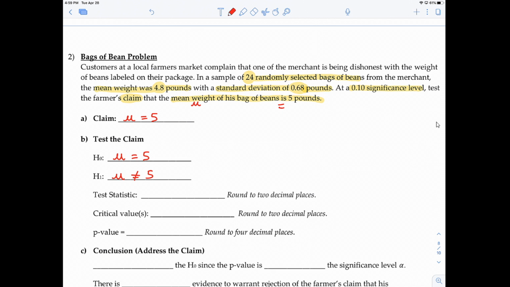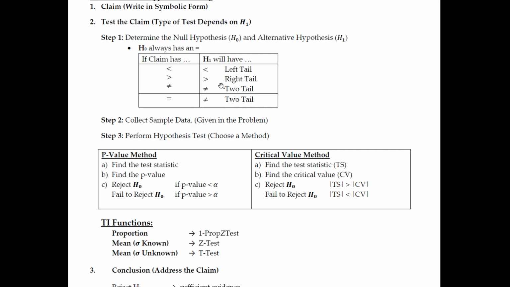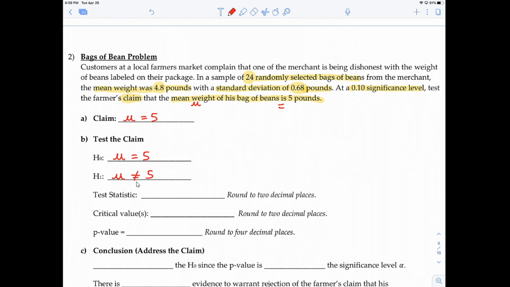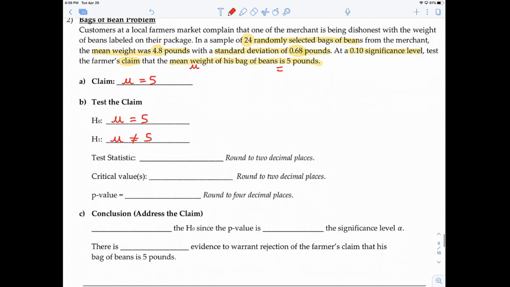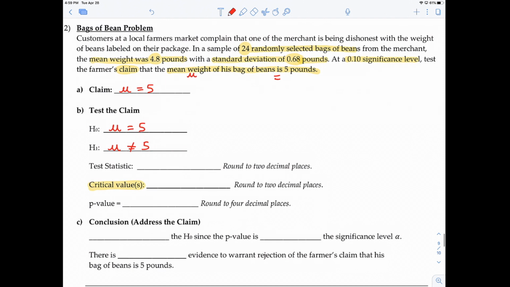So if you didn't understand the explanation, again, I recommend using this chart right here, right? So the null always has the equal sign. The sign of the alternative depends on what the claim is. So in this case, the claim was an equal, so the alternative is a not equal, right? All right, now we've got to find the test statistic, the critical values, and the p-value. I'm actually going to save the critical value until the next video. Let's just go ahead and do the test statistic and the p-value. And for this, we know this is involving a mean.